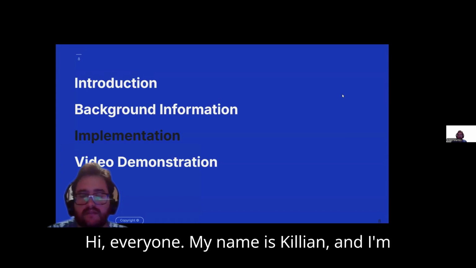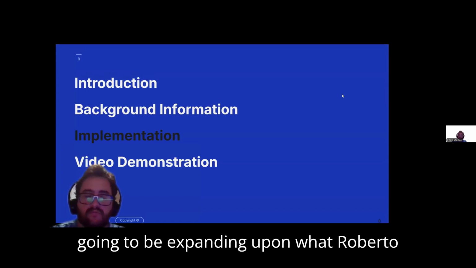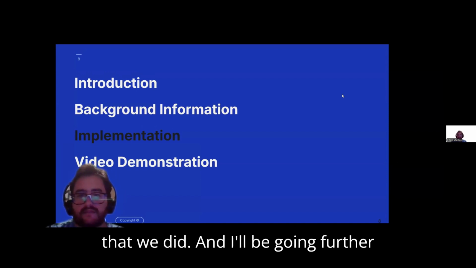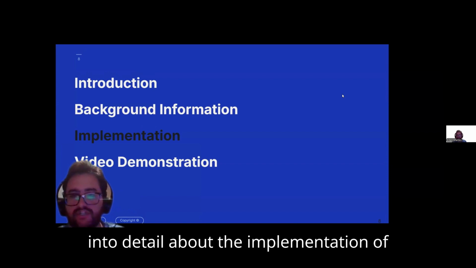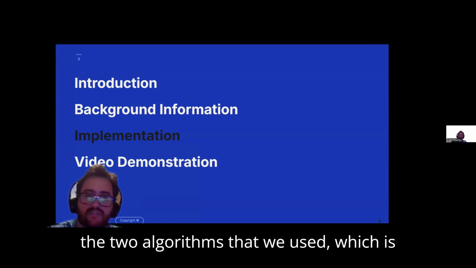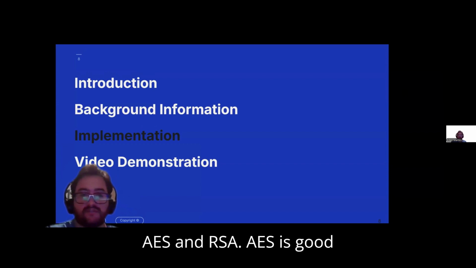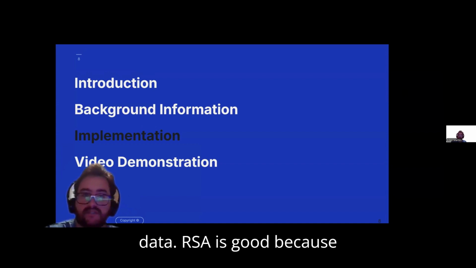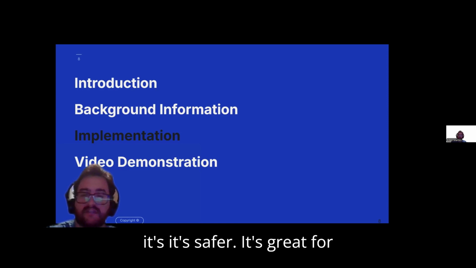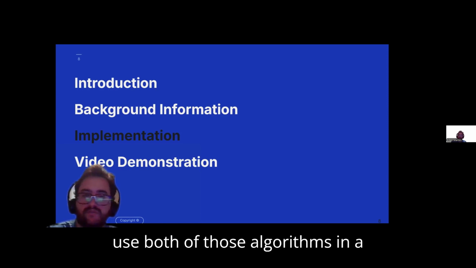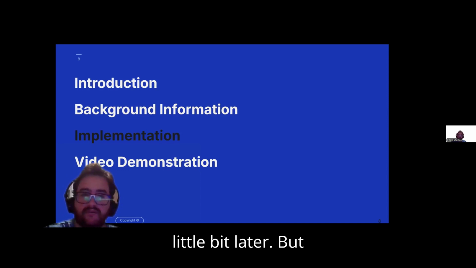Hi everyone, my name is Killian, and I'm going to be expanding upon what Roberto spoke about regarding the application that we did, and I'll be going further into detail about the implementation of the project. I'll be talking about the two algorithms that we used, which are AES and RSA. AES is good because it's fast, it's block-based, and it's great for handling large amounts of data. RSA is good because it's safer. It's great for key exchanges in that sense. So we use both of those algorithms in a hybrid setting. I'll talk about that a little bit later.